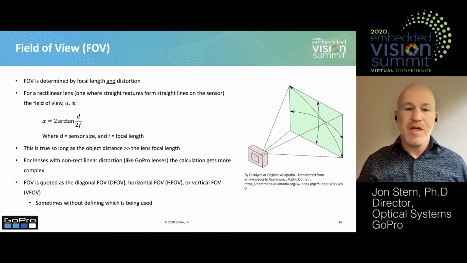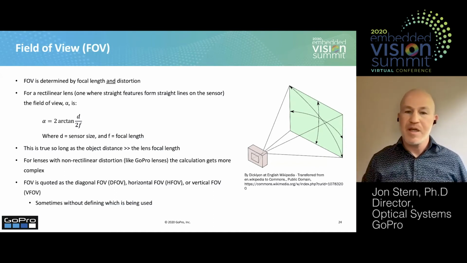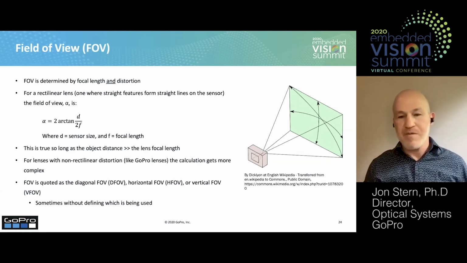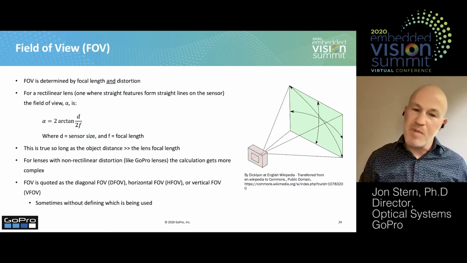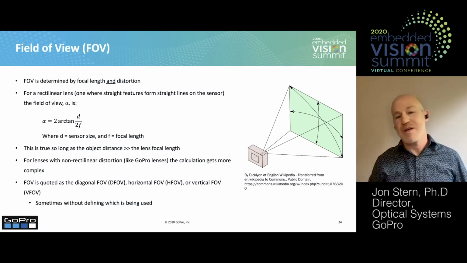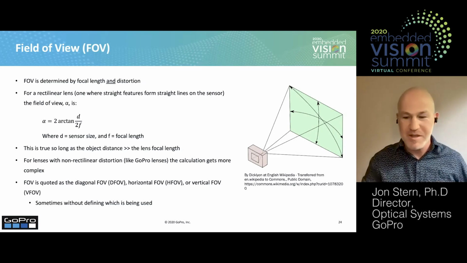Field of view is quoted as the diagonal field of view, DFOV, horizontal FOV, HFOV, and very rarely vertical FOV. And sometimes it's quoted without defining which is being used. So generally, it's best to ask.